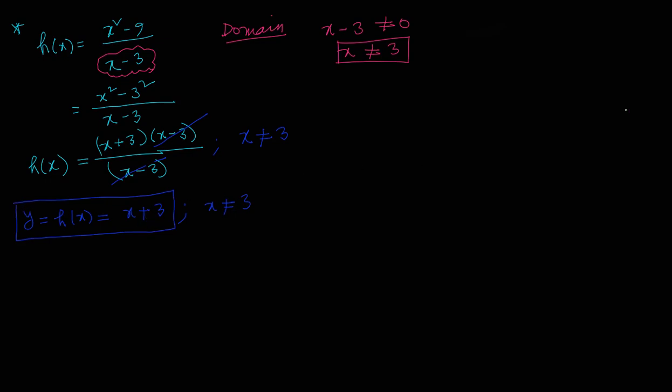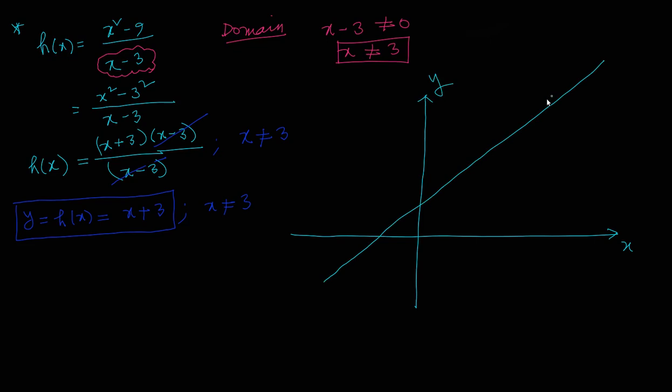So if I try to draw the straight line, this is x, this is y. If I try to draw the straight line, it will be something like that. So this is the straight line. Now remember, x cannot be equal to 3. So let's say 3 is here, so it is my x equal to 3.